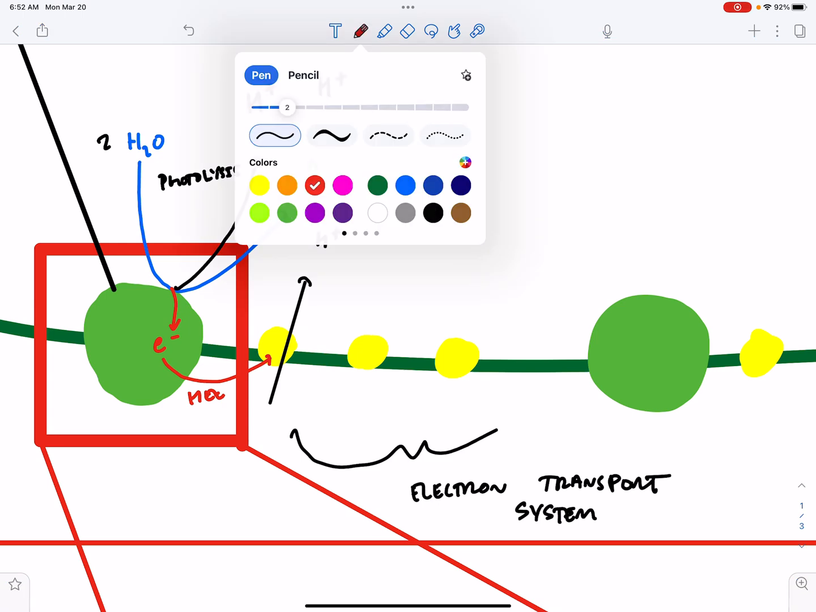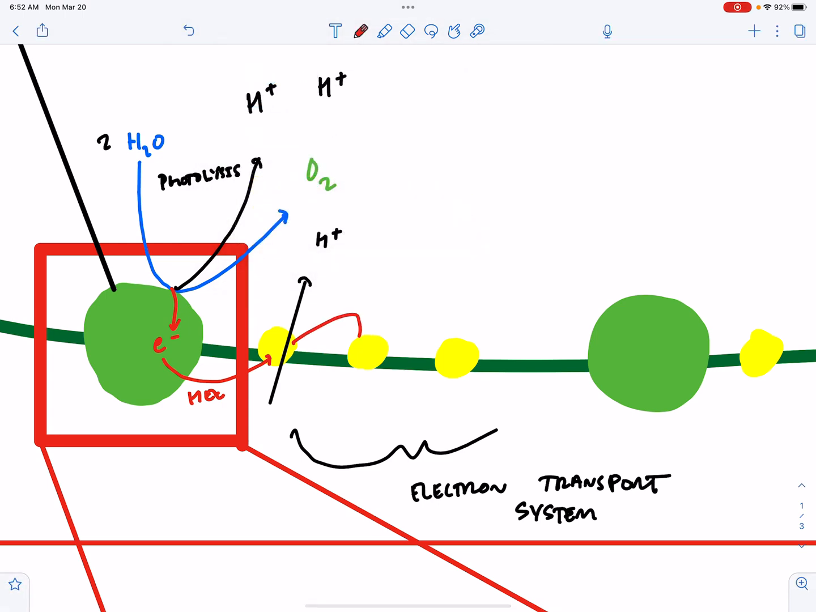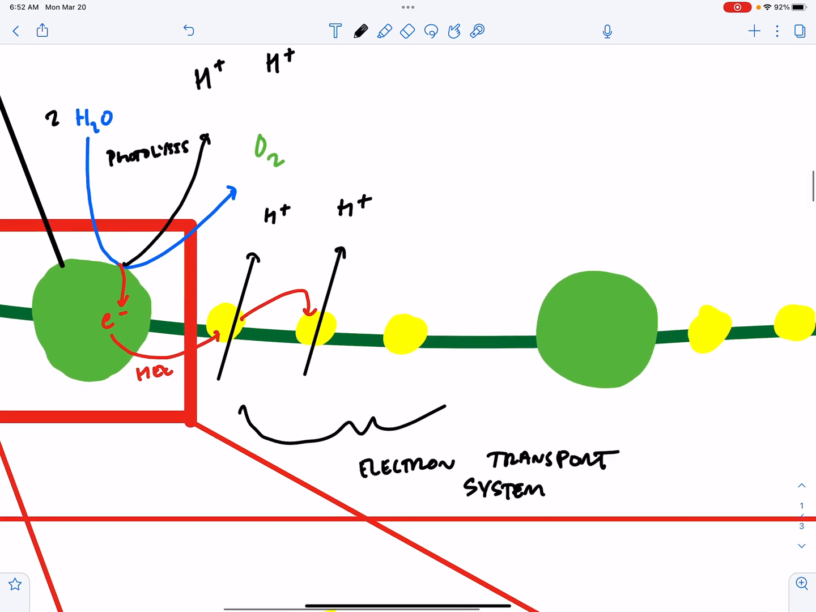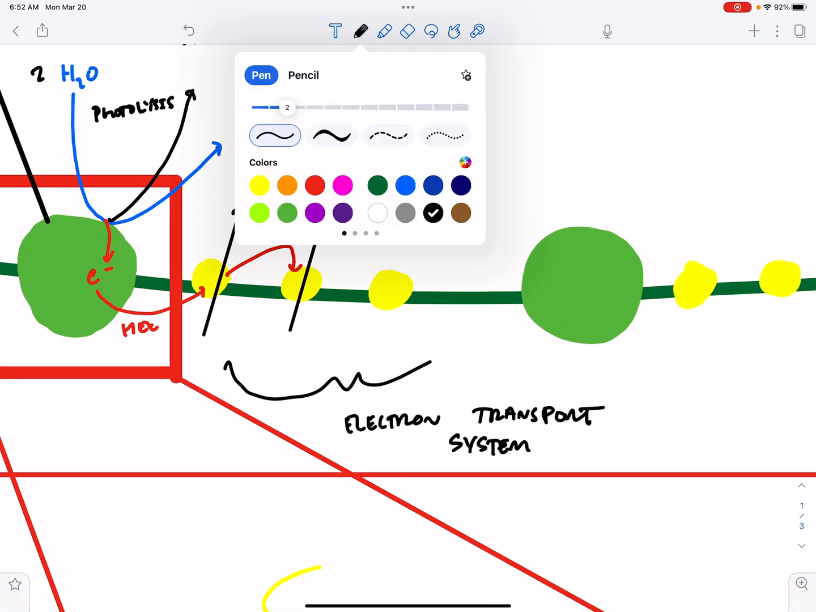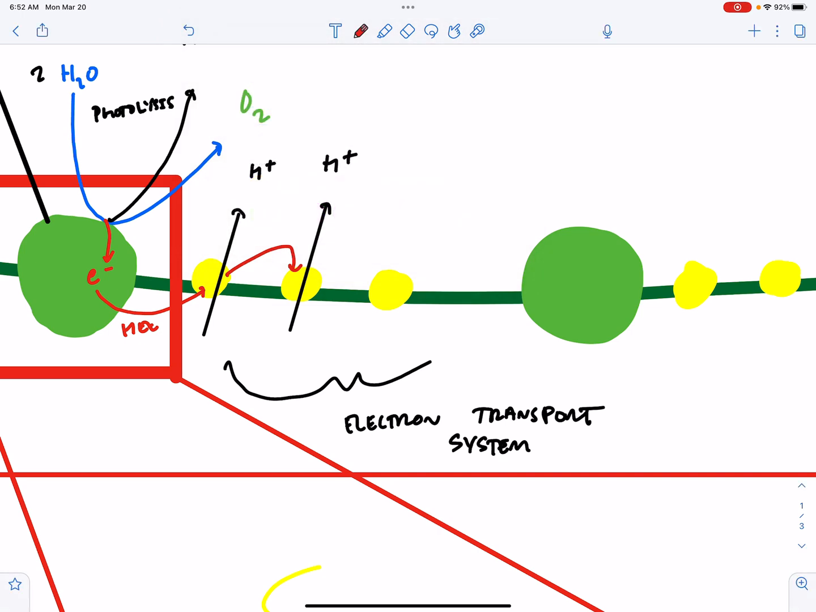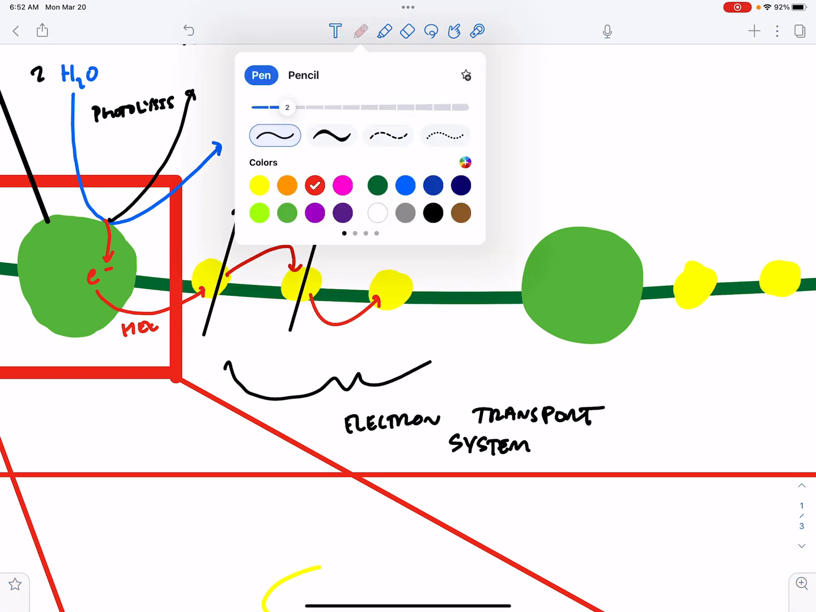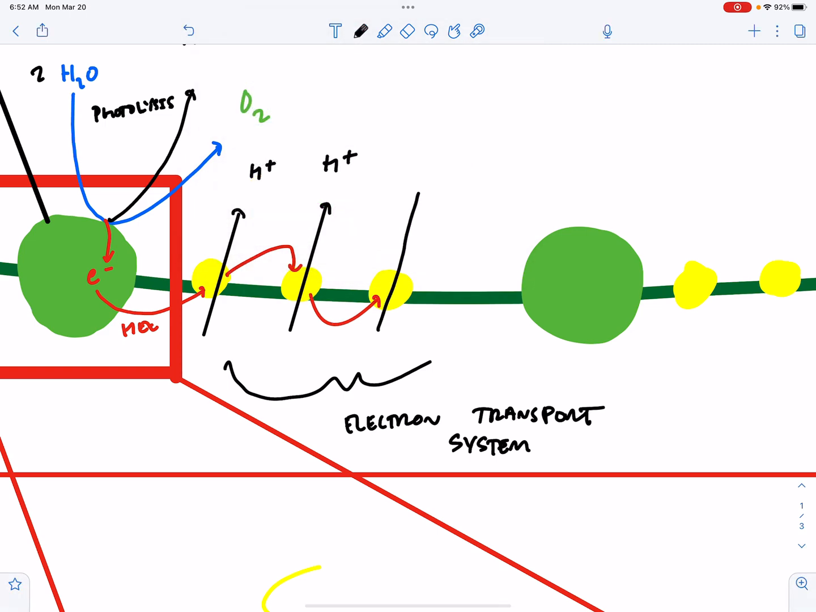We pass the electron off to the next part of the chain, and the same thing happens. We use a little bit of the electron's energy to pump, this is active transport, a hydrogen ion into the lumen. And then the electron is now a little bit lower energy. Then we pass it off again, and the same thing happens. We use a little bit of that electron's energy and we pump a hydrogen ion into the lumen.